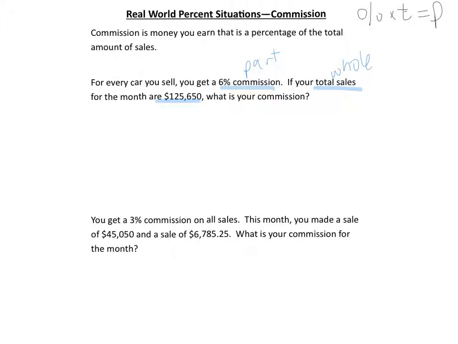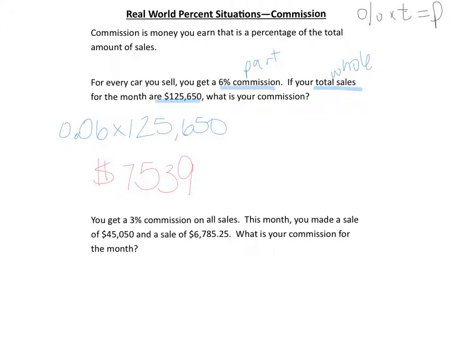For this one, we could say 0.06 times $125,650, and we would end up with $7,539. Pretty straightforward, right? Now, if you prefer to do the proportion, I'm just going to set up the proportion. I'm not actually going to go through the process of solving the proportions, because at this point you should be really good at solving proportions. If you're not, refer back to the earlier videos.